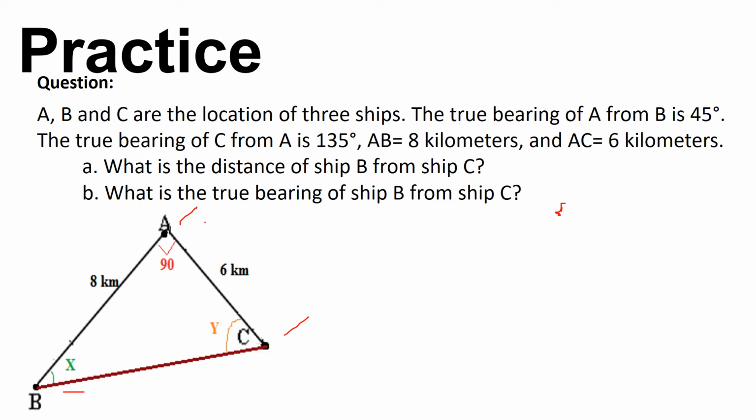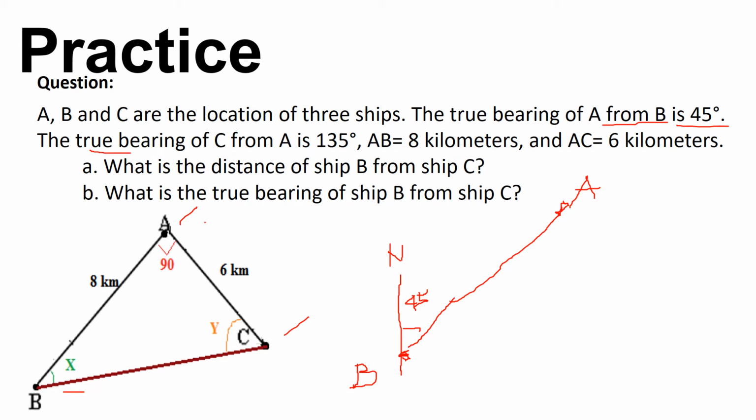Let's try to draw A. So since it is from B, then you are here in ship B. So this is the north line of ship B. You measure 45 degrees from the north line. So that's the bearing of A from B, 45 degrees.